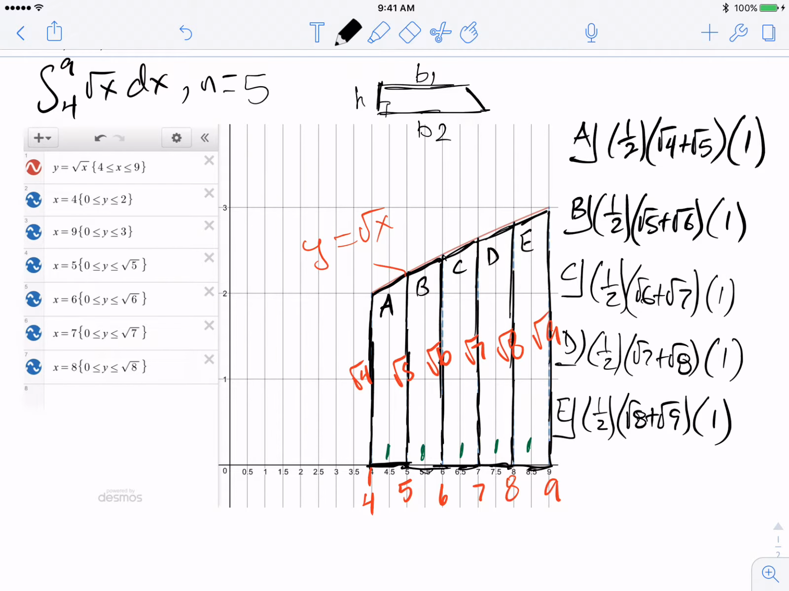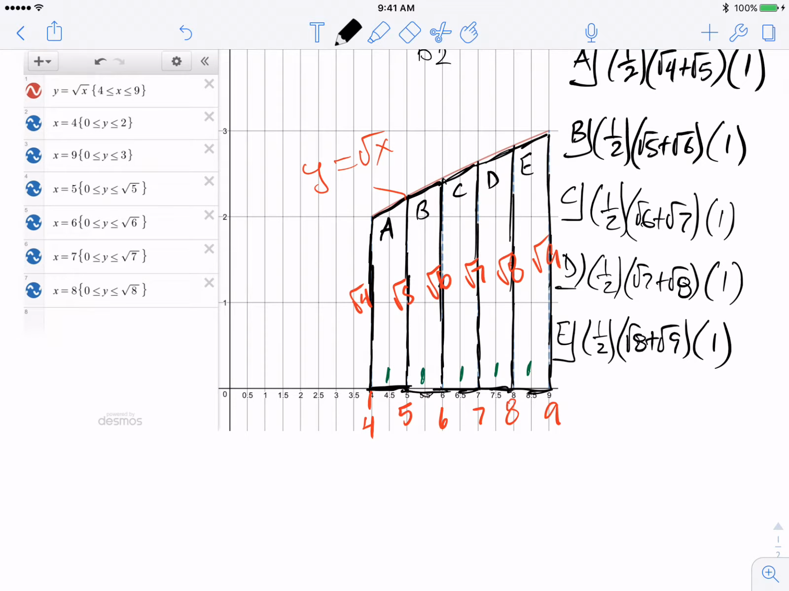Now if I wanted to find the total area, I would add these all up and that would give me the total area. But my goal here is a little different. I'm going to write these in a different way. I'm going to write them horizontally.